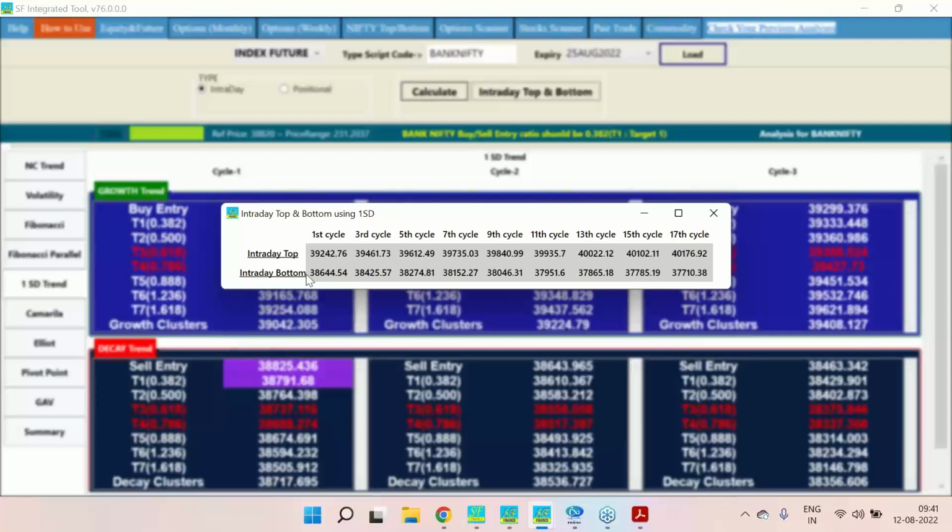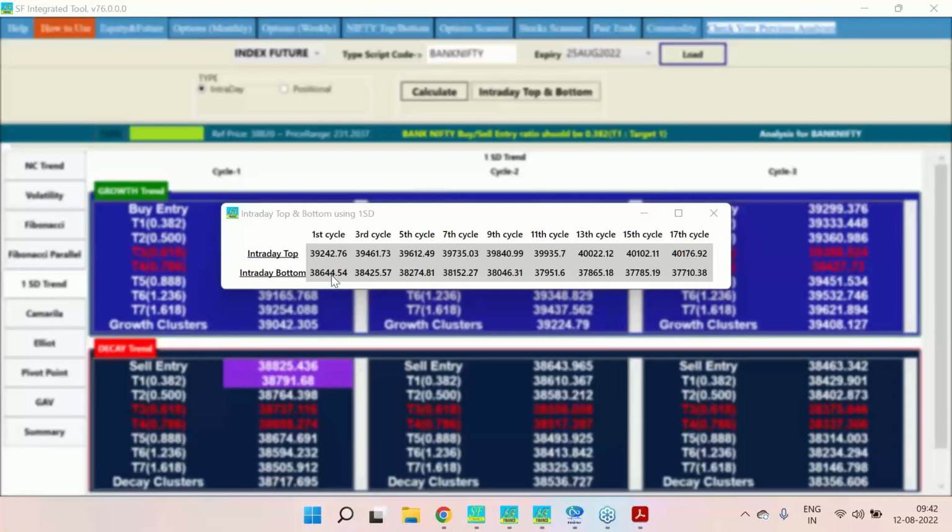Now he will be explaining the intraday top and bottom for the Bank Nifty. Bank Nifty is at around 38,820 levels. Here the bottom of the intraday will be 38,644.54, so round it to 45.